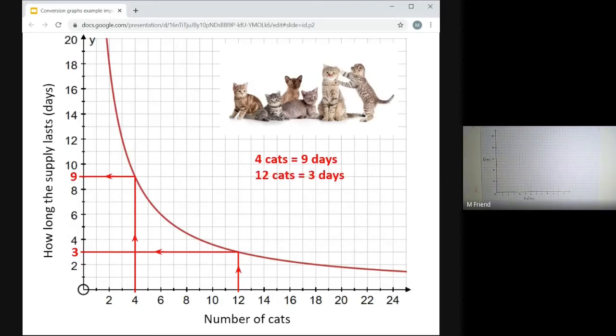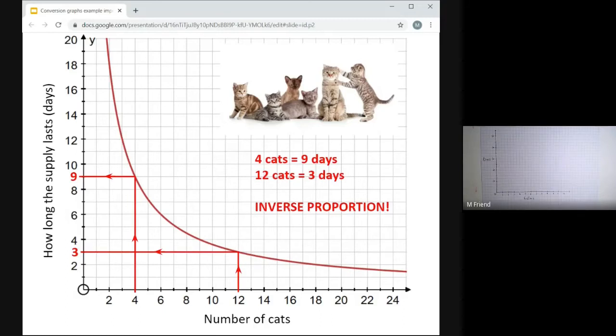And I think that does actually make sense because to get from 4 cats to 12 cats, well, that's 3 times as many cats. And if you've got 3 times as many cats eating the food, it'll only last 1/3 of the time that it did before. So this is an inverse proportion situation. As one number goes up, the other number goes down. So if you've got more cats, the food doesn't last as long. The more cats there are, the fewer days it lasts.